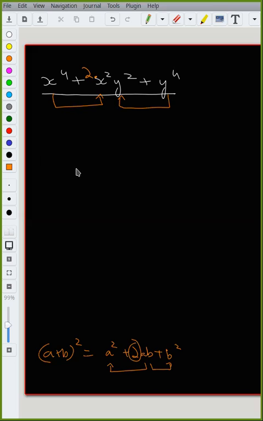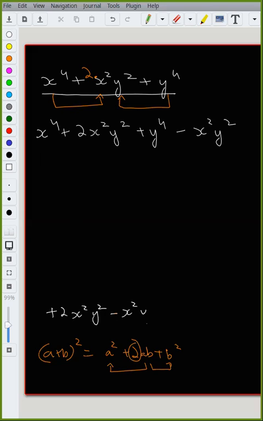Can we get a 2 here in some way? Can I rewrite this as x4 plus 2 x squared y squared plus y4 minus x squared y squared? Yes. Because we know that plus 2x squared y squared minus x squared y squared is x squared y squared, which we had originally here. What was missing was this 2, right?